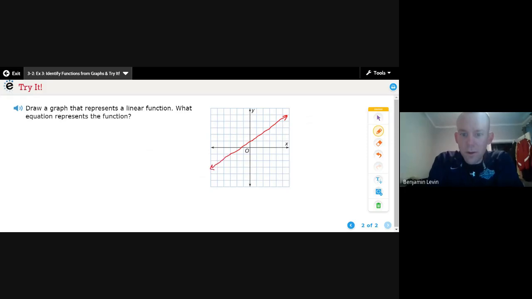That's a linear function, right? It's a straight line. It has no bends and no curves, no dips. We've drawn a linear function. Now it wants us to draw an equation to represent this.